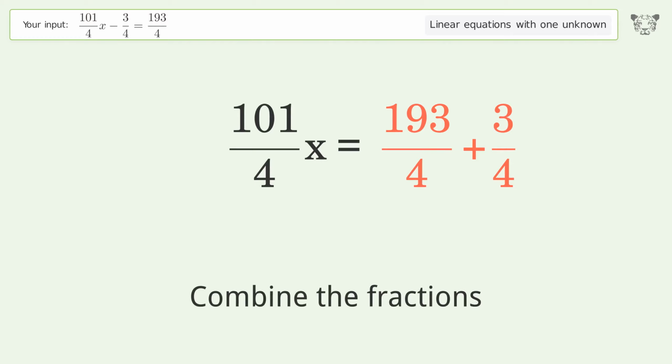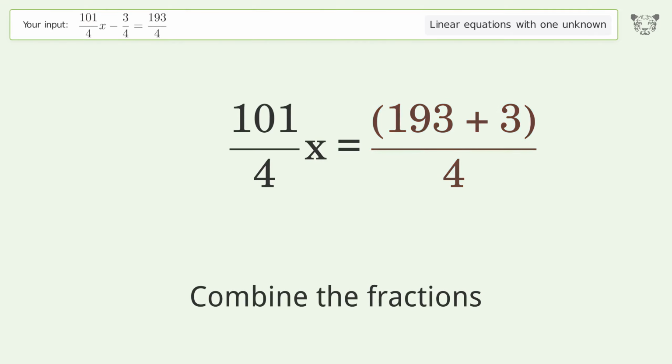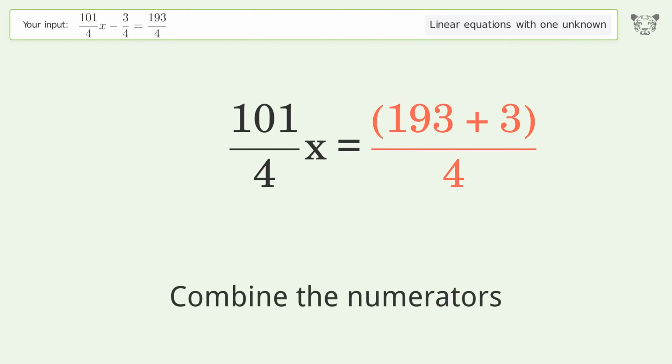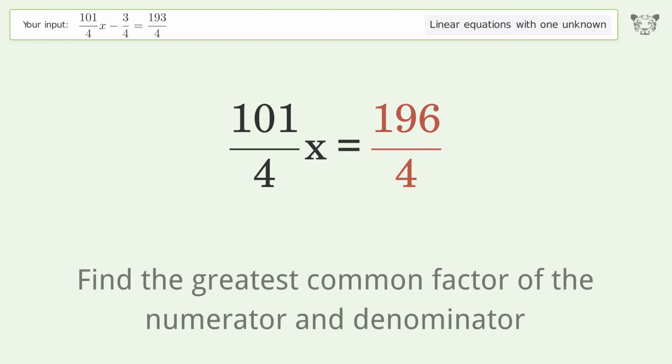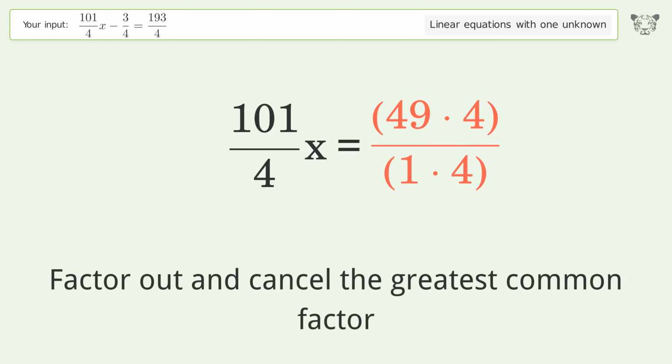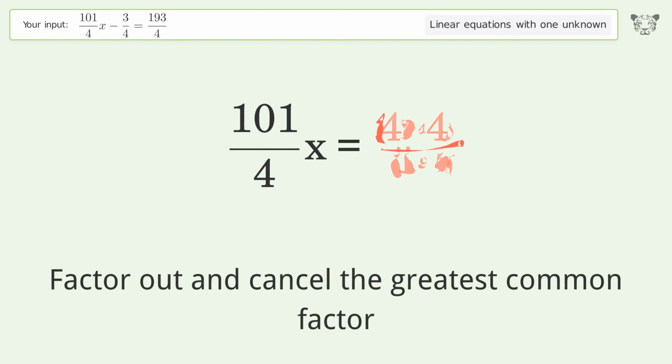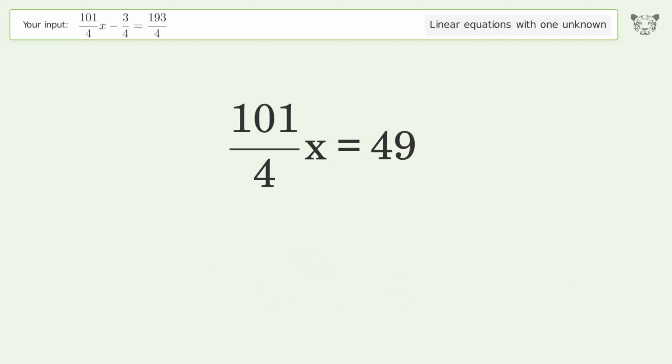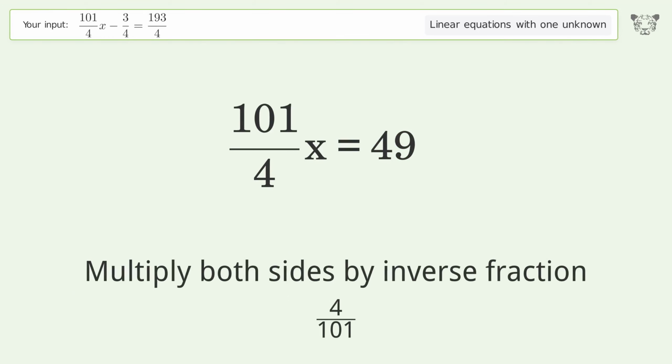Combine the fractions. Combine the numerators. Find the greatest common factor of the numerator and denominator. Factor out and cancel the greatest common factor. Isolate the x. Multiply both sides by inverse fraction 4 over 101.